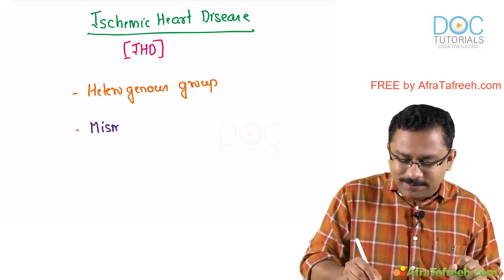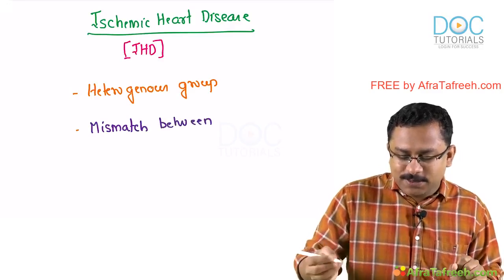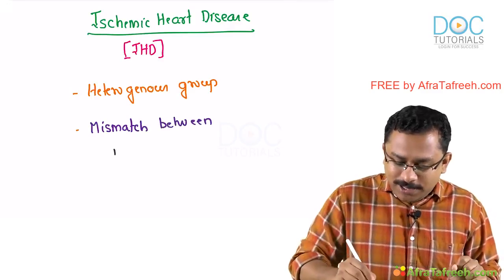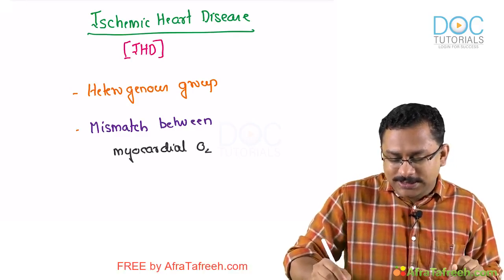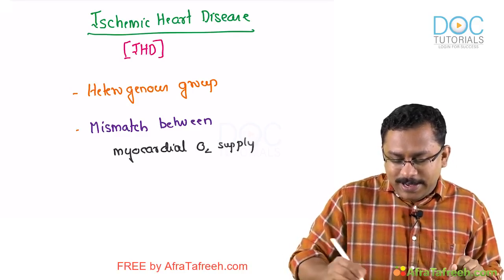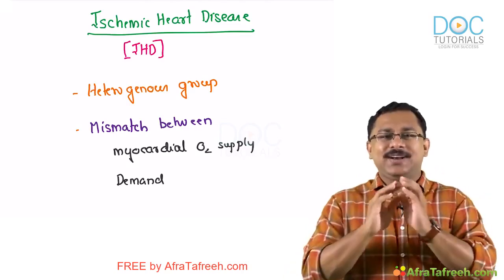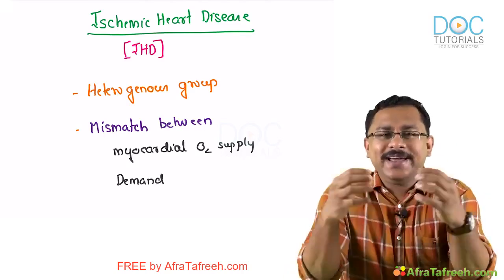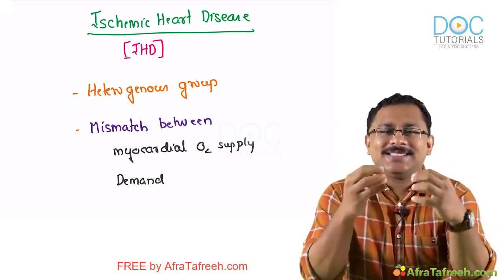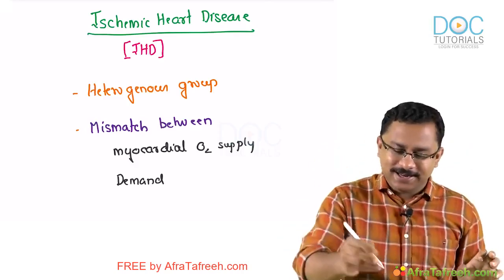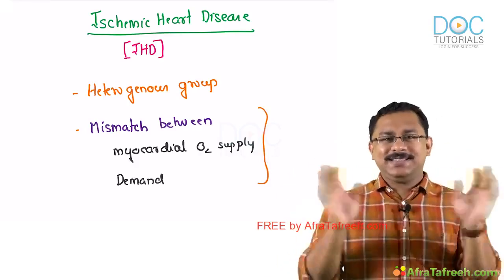between your myocardial oxygen supply and the demand. So IHD is a heterogeneous group of disorders, and what do they have in common? They have in common a demand-supply mismatch. Very clear. So that is what an ischemic heart disease is.